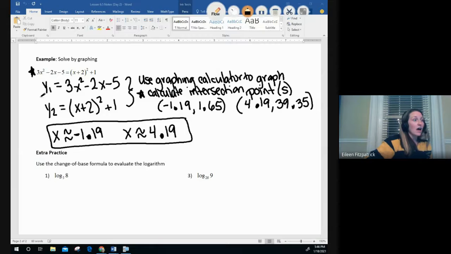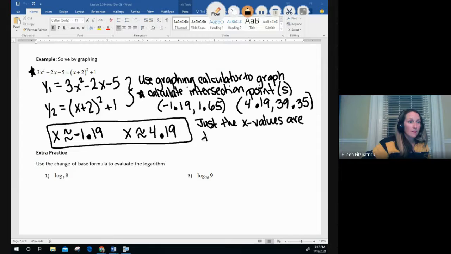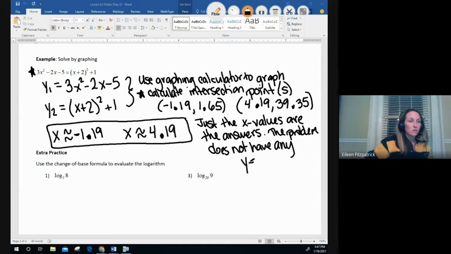Those are the answers. I put y sub 1 and y sub 2 so that we could use our graphing calculator, but there are no y's in the original equation, original problem. I just want the x values. Those are the answers. So just the x values are the answers. The problem does not have any y values.